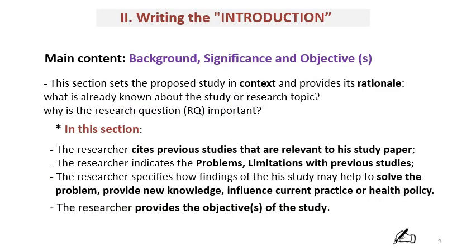Now I would like to explain about writing the introduction section of a scientific paper or a scientific report. So what are the main contents of the introduction section? So we have the background. So we need to provide background information related to our study's topic and the significance, the importance of our study. And at the last part of the introduction section, we provide the objective of our study.